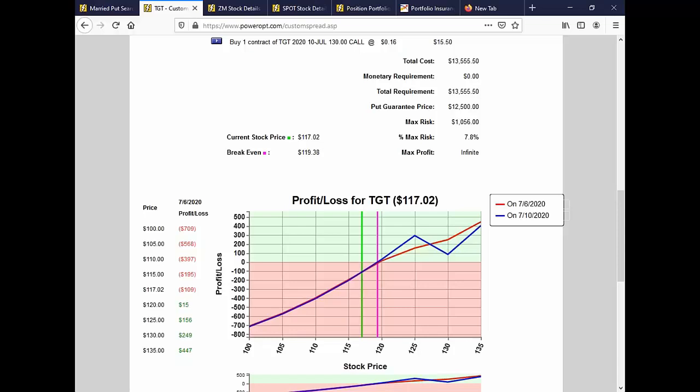Okay, and in this case, if it jumps up really high, if it does go up to 130, I'm still making about, what, $100, $110 on the position, where you'd probably be making closer to $300, $400 if the stock hit 130 with just the married put. That's a liquidation.